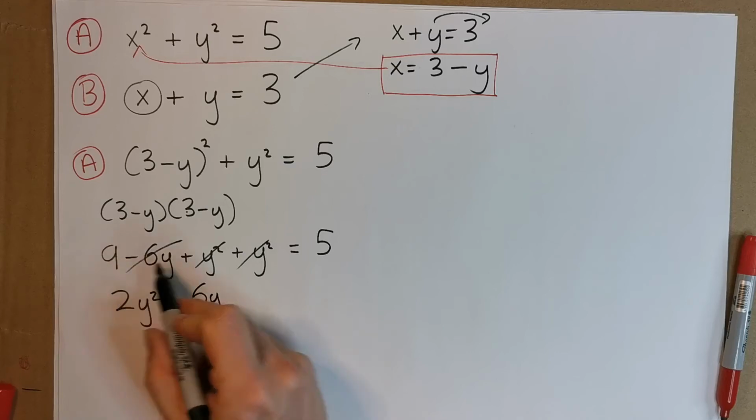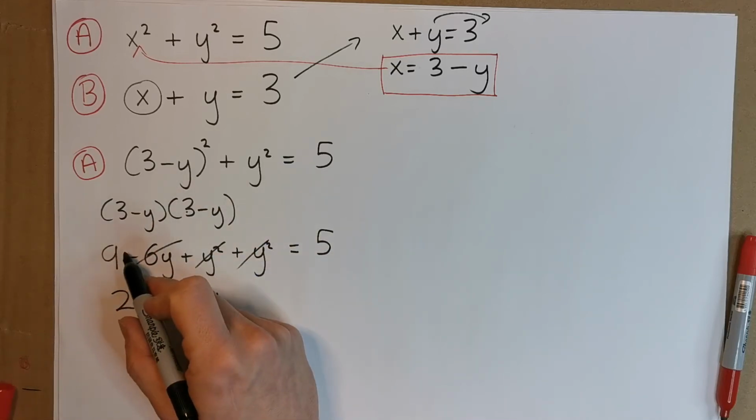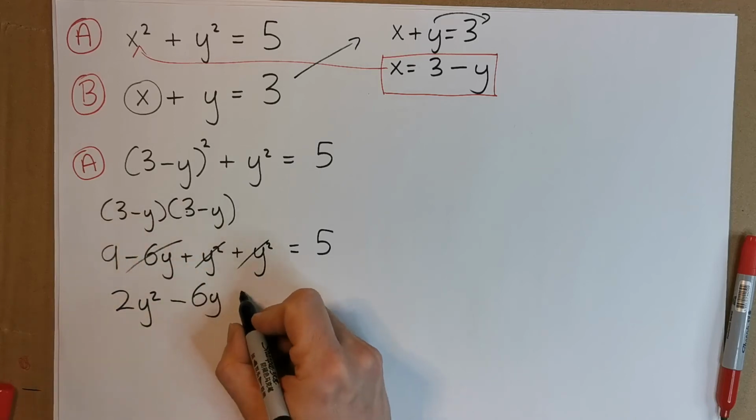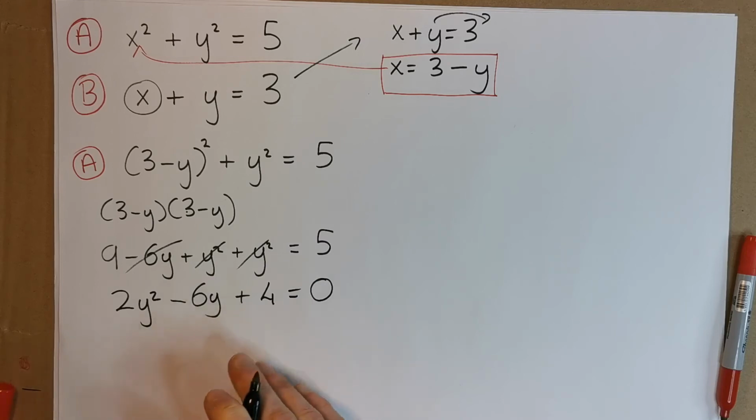Now, we have a 9 and a 5 over here. But of course, when I bring that 5 over, it's going to become a minus 5. So 9 minus 5 gives us this plus 4 here. And that's equal to 0. So we're down to something familiar that we know.